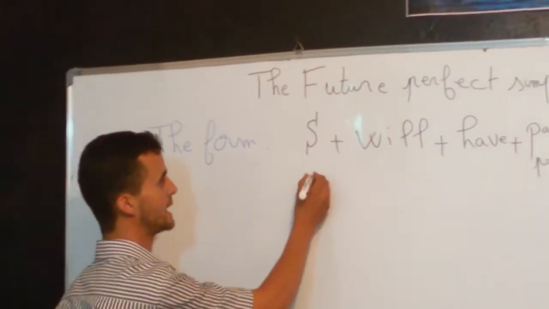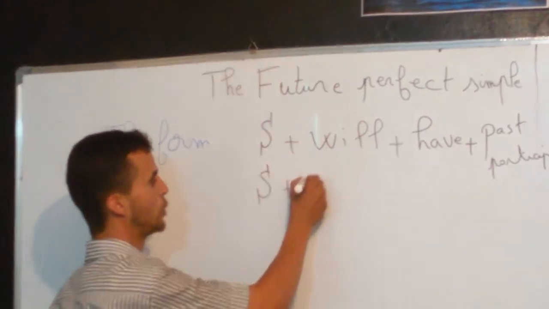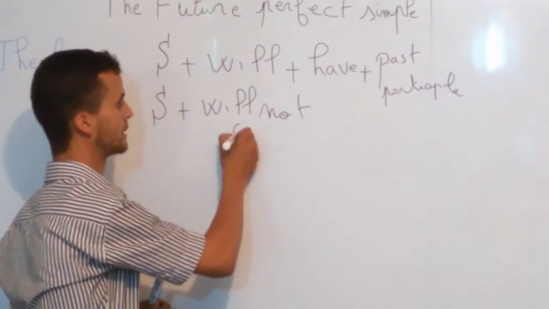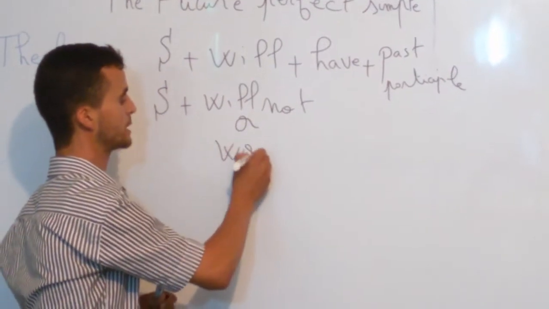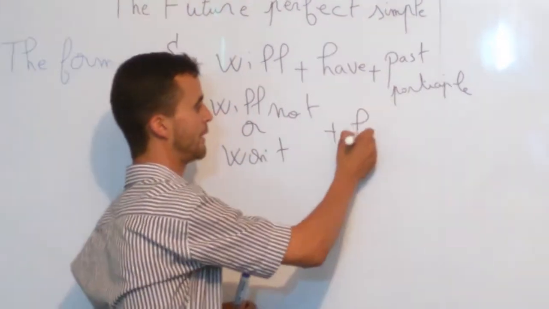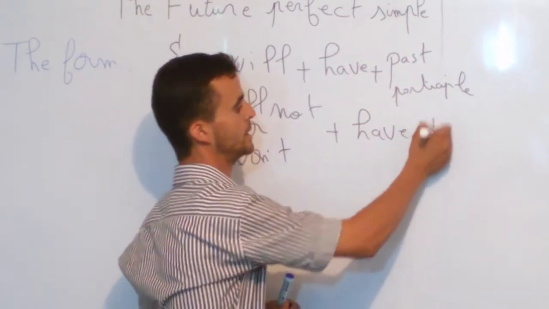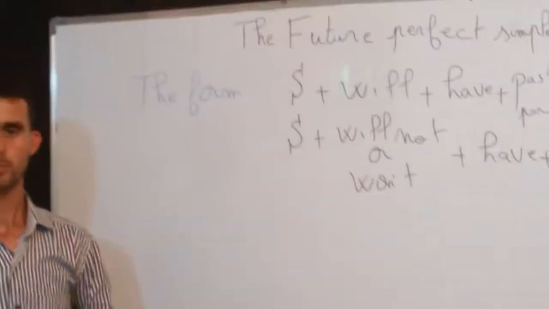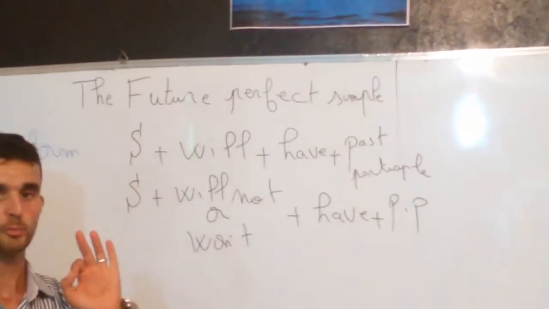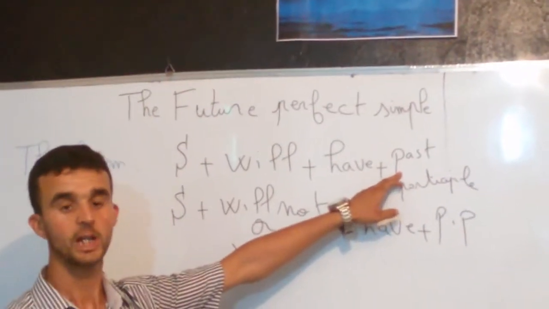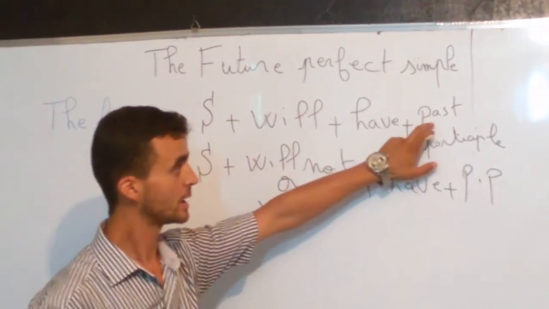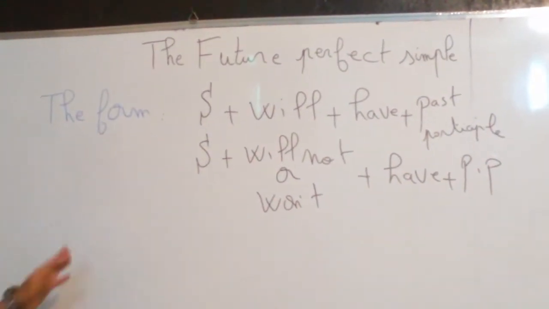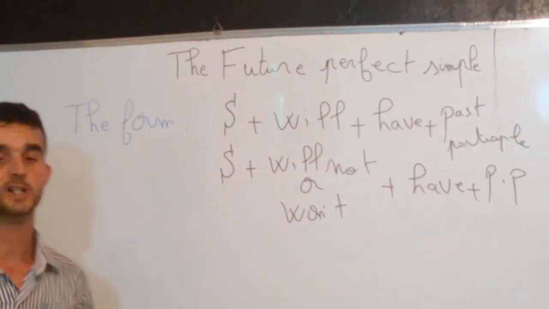The negative form is subject plus will not or won't plus have plus the past participle of the verb. What is important here is to remember, you should memorize English irregular verbs in the past participle form. Now let's move on to when we use the future perfect simple.